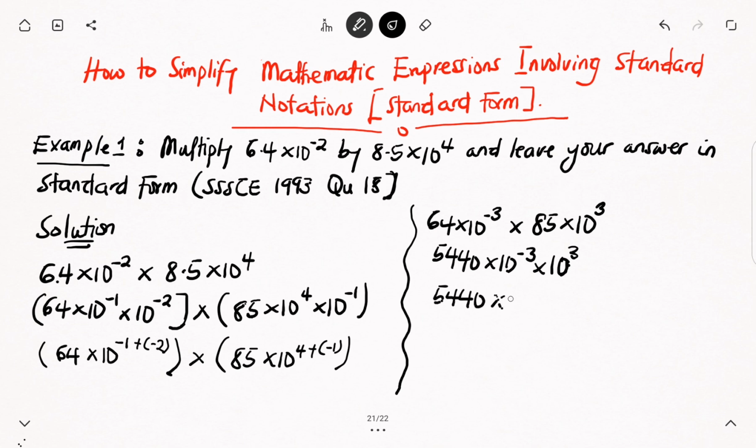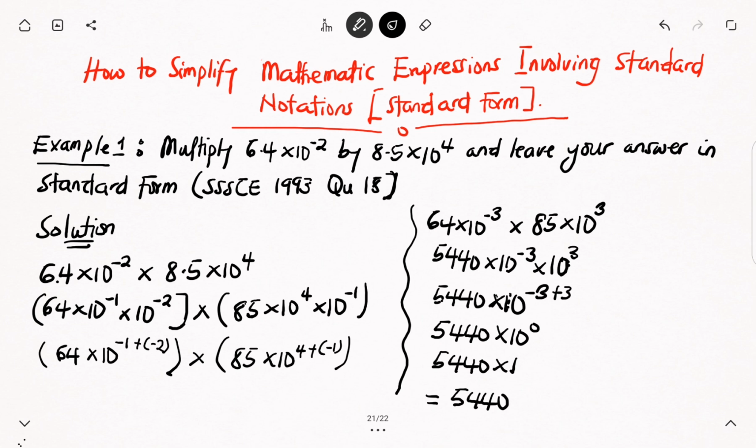So this is now equal to 5440 times 10 raised to the power negative 3 plus 3. Okay, this is the same base having the exponent and there's multiplication between them, so I add them. So I have 5440 times 10 raised to the power negative 3 plus 3 will give me 0. Now any number to the power 0 is 1, so I have 5440 multiplied by 1, which will give me 5440.